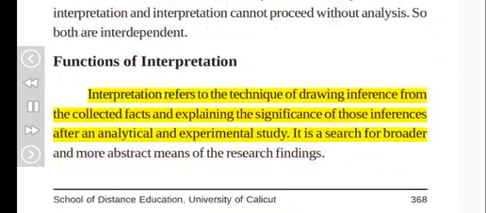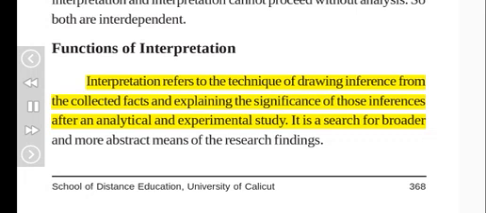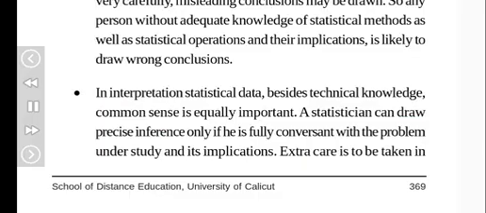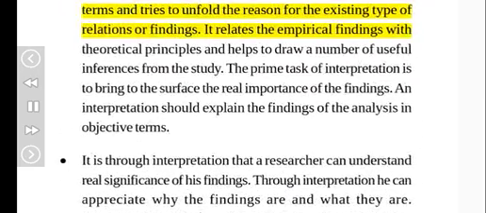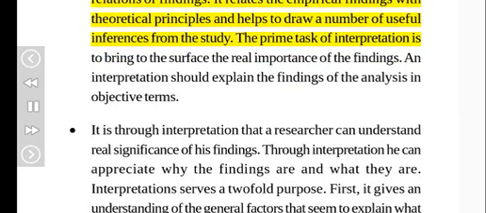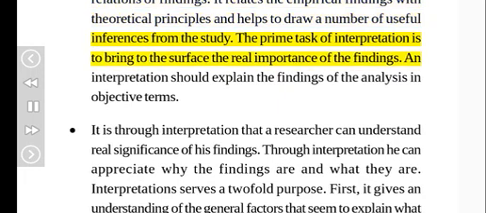Functions of interpretation. Interpretation refers to the technique of drawing inference from the collected facts and explaining the significance of those inferences after an analytical and experimental study. It is a search for broader and more abstract meaning of the research findings. Interpretation analyzes the abstract relations in more concrete terms and tries to unfold the reason for the existing type of relations or findings. It relates the empirical findings with theoretical principles and helps to draw a number of useful inferences from the study. The prime task of interpretation is to bring to the surface the real importance of the findings.